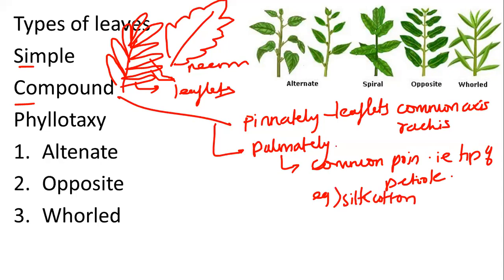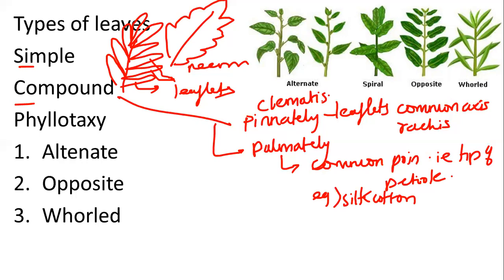Example of palmately compound leaves is silk cotton, and example for pinnately compound leaf is clematis. Okay, then we'll talk about the arrangement of branches.